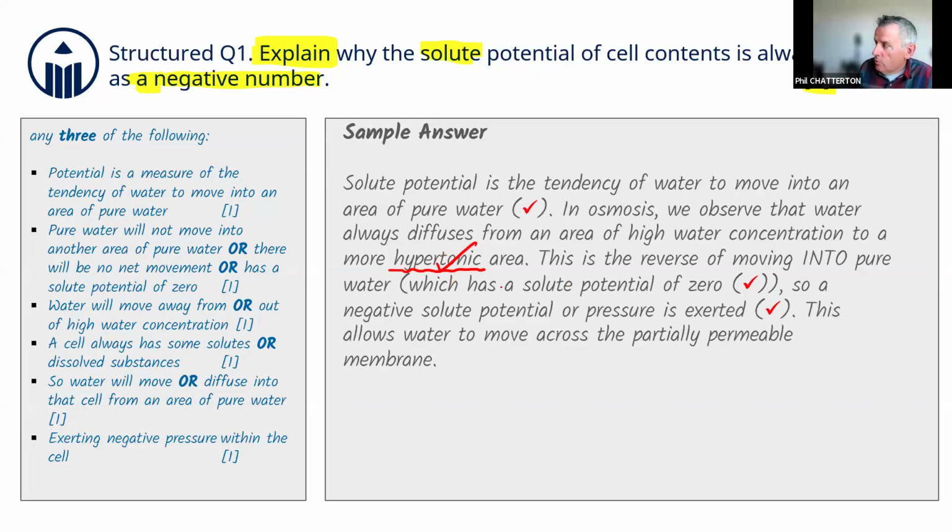Yeah, the reverse of moving into pure water, which has a solute potential of 0. So a negative solute water potential is exerted. This allows water to move across the partially permeable membrane. That last sentence isn't strictly necessary, but it gives the examiner a bit of reassurance that you're actually thinking about a cell in a biological system as opposed to just water and a membrane in some kind of inorganic laboratory setup, that sort of thing.